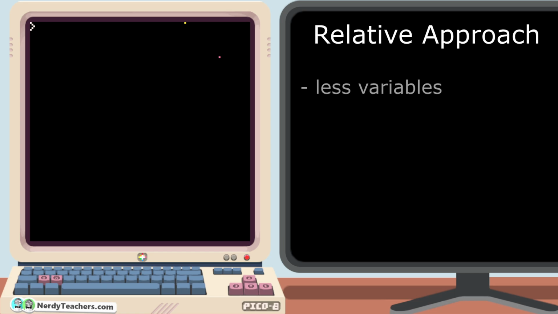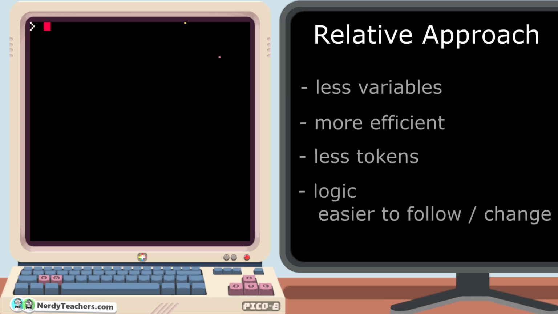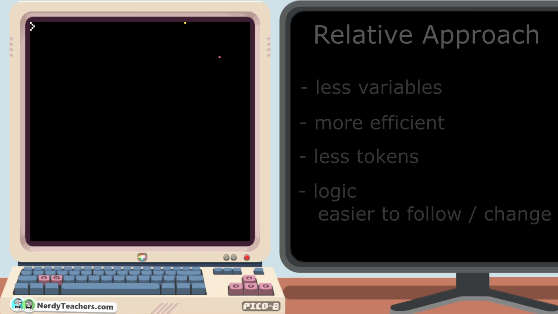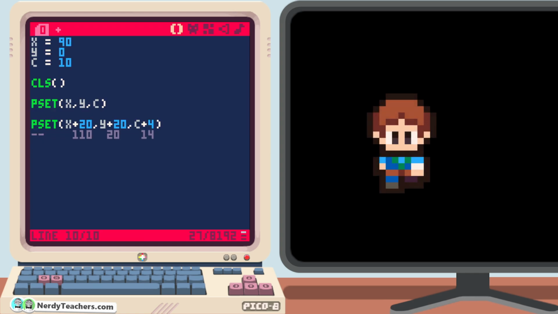Since it uses fewer variables, it will also make our code more efficient and will spend fewer tokens. Once you get the hang of it, it will also make the logic easier to follow, and it'll be easier to make changes. For example, if I draw my paladin character's sprite and also draw his sword, which is a different sprite, then I want the character to always look like he's holding the sword.